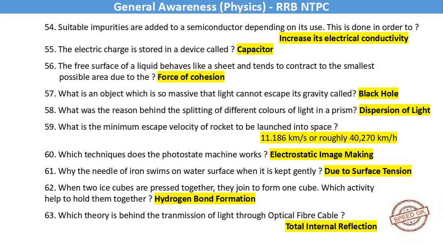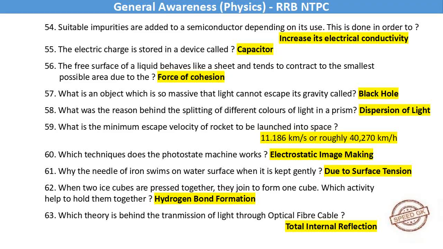What was the reason behind the splitting of different colors of light in a prism? Dispersion of light. What is the minimum escape velocity of a rocket to be launched into space? 11.18 kilometers per second or roughly 40,270 kilometers per hour. On which technique does the photostat machine work?